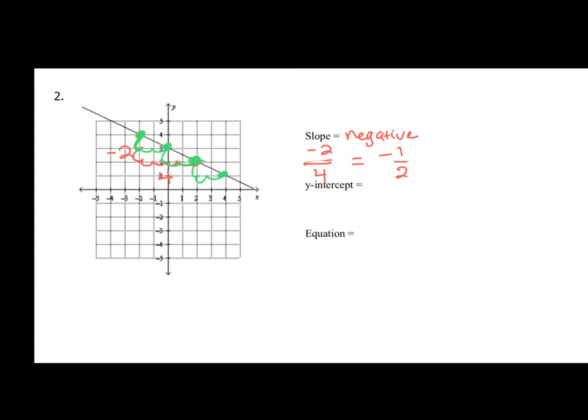All right, the y-intercept is where you cross on the y-axis. So looking at this, I can see that the line crosses here. So the y-intercept is positive 3. And now we're going to write our equation. So y equals, the slope is negative 1/2 x, and the y-intercept is positive 3, so plus 3.